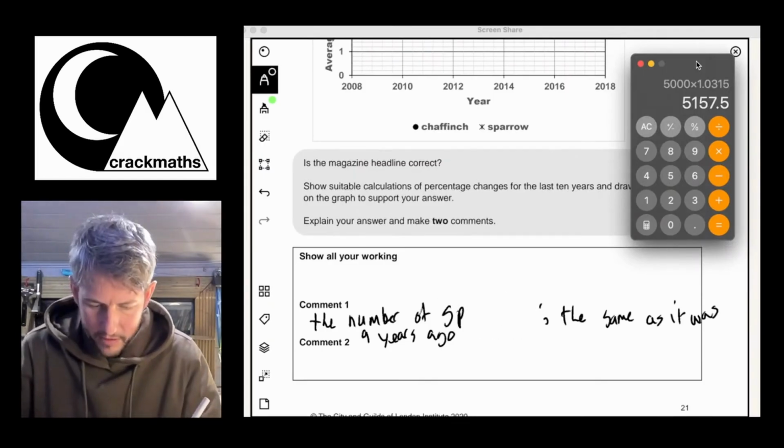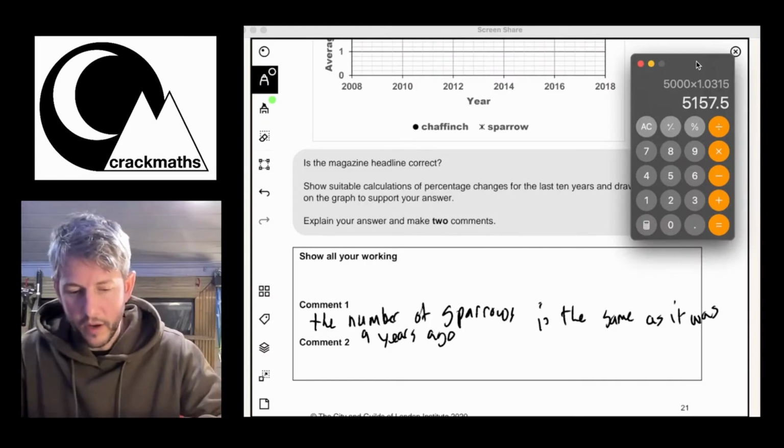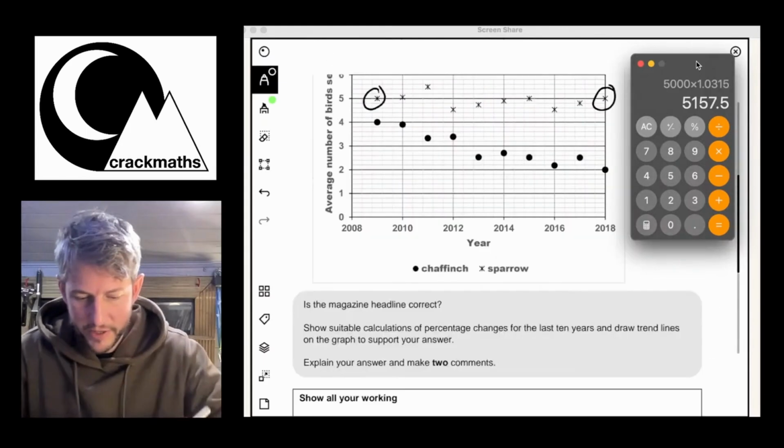The number of sparrows is the same as it was 9 years ago. Okay. Right, now let's do the percentage change for the chaffinches.